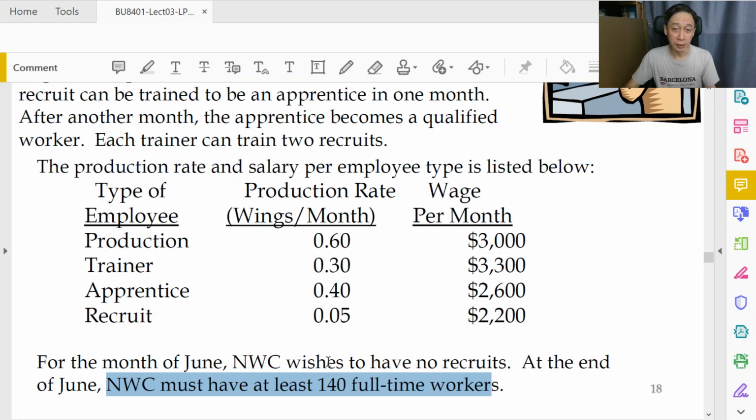So here we say at the start of the month. Now, we're given the production rates for each kind of workers. Production workers produce a lot, 0.6 of a wing per month, very very rapidly. Trainer half the rate, but trainer gets to train people, so we allow for half time. Trainer gets paid a lot more, and production 3,000, right? So apprentice turns out to be contributing more to the progress of wings production than trainer, so they are paid equally decently.